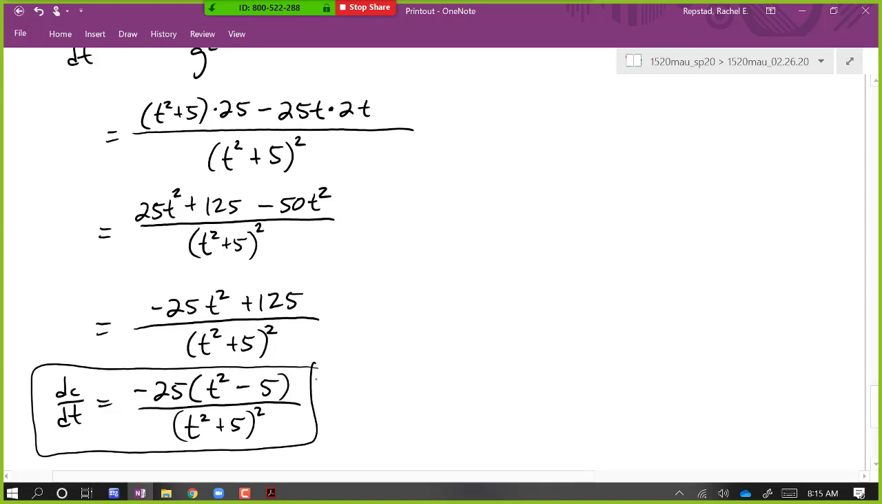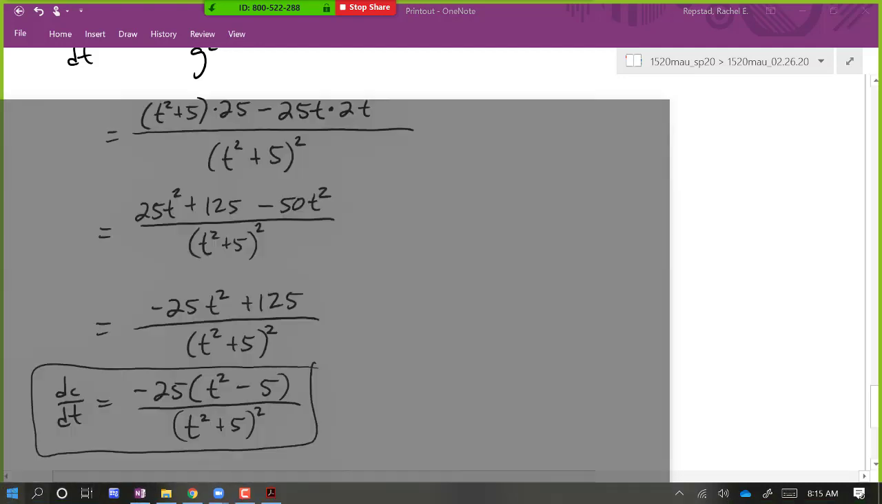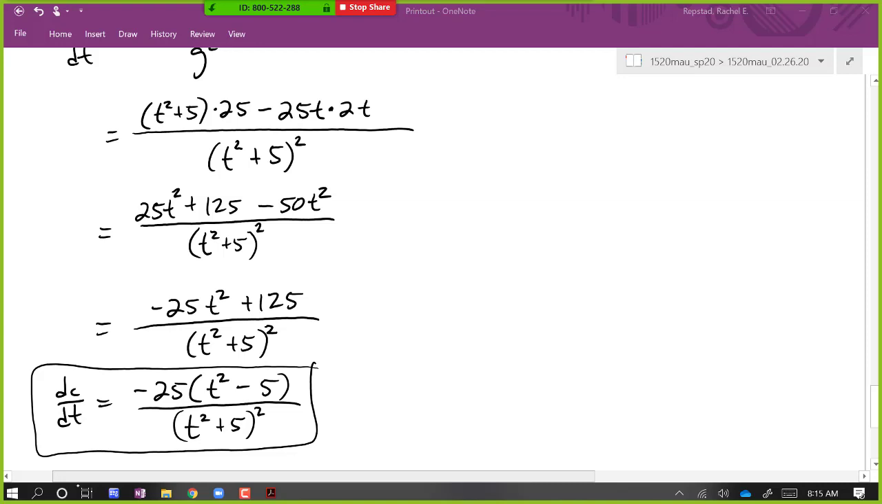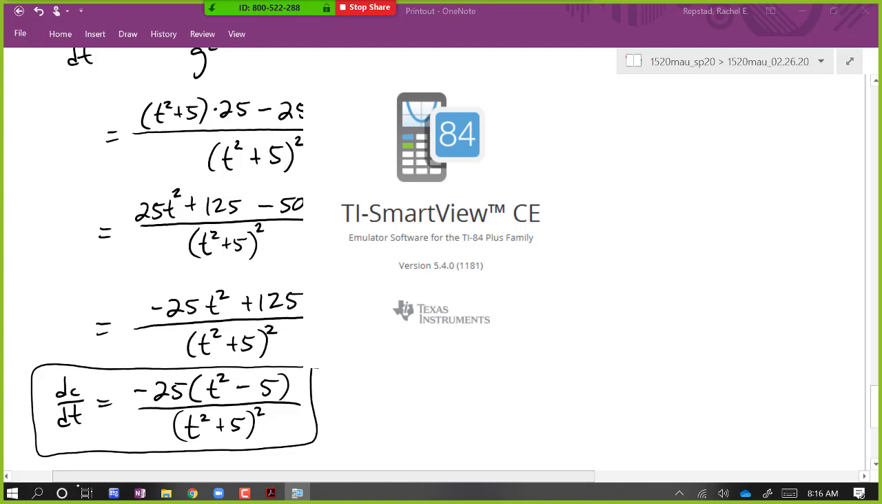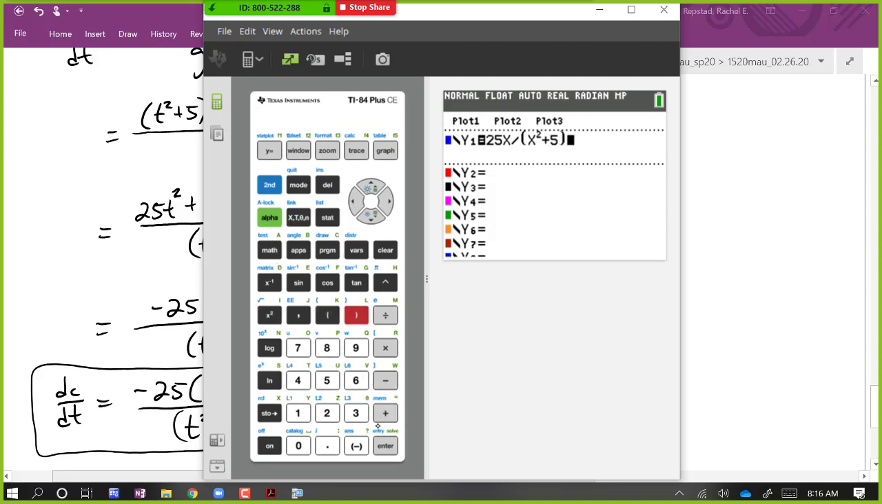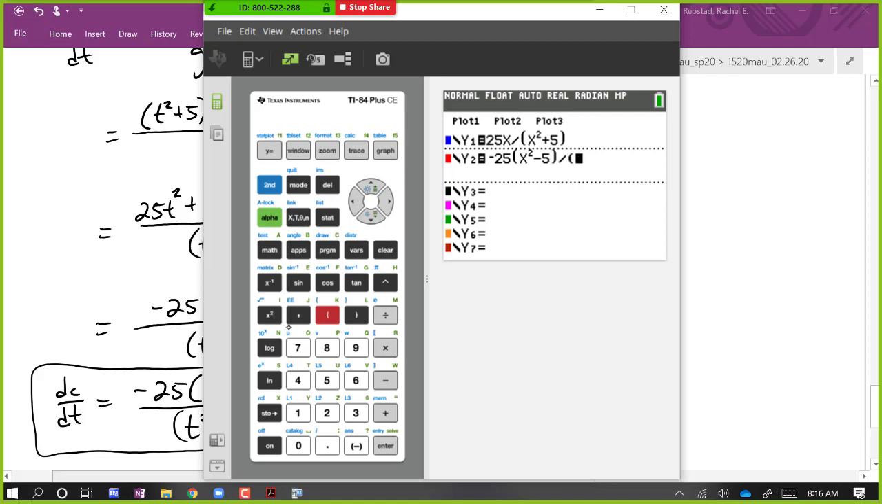So let's take a look at what these graphs look like. I'll put in the blue function, the first one, the original, given function for C. So that was 25t, which of course we've got to use x's in the calculator, divided by x squared plus 5. And then in red, I'll put the derivative, negative 25 times x squared minus 5 divided by x squared plus 5 squared.